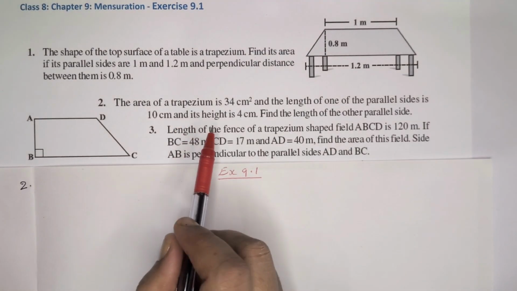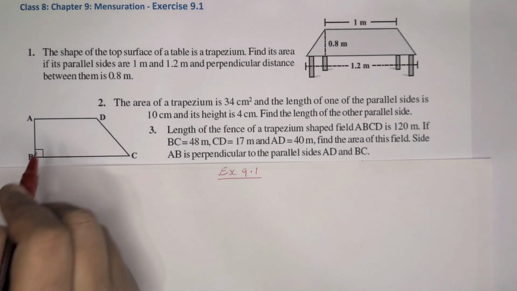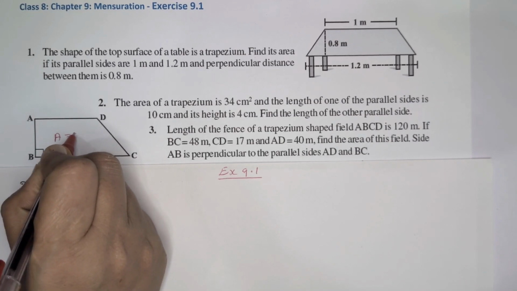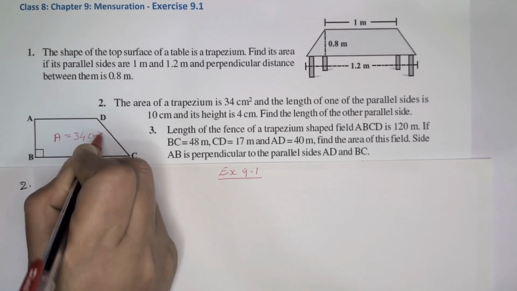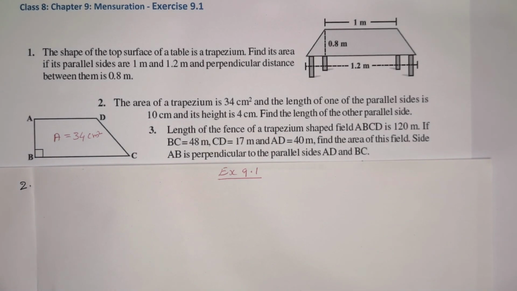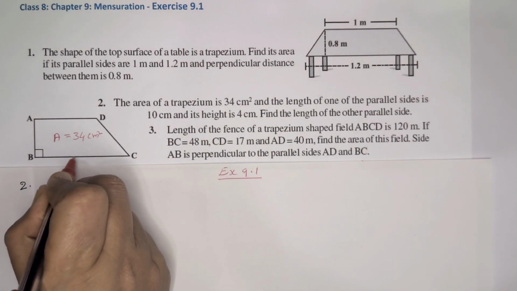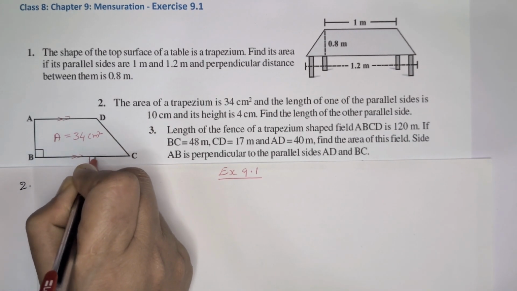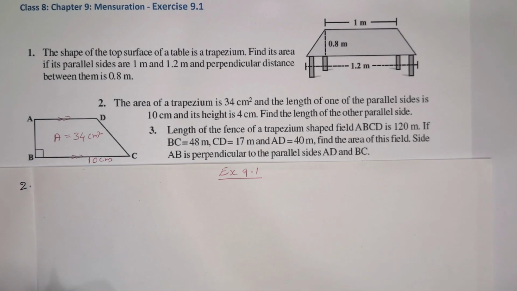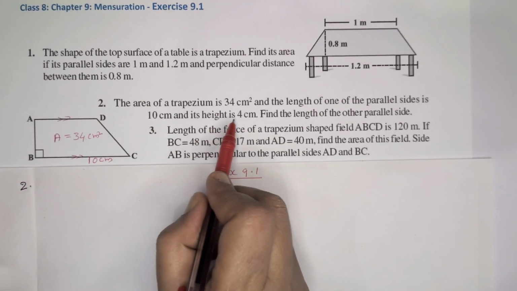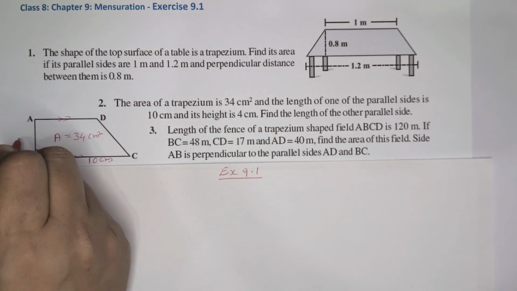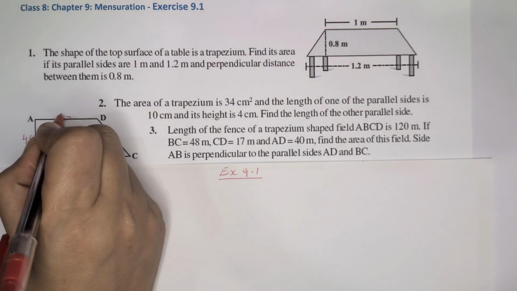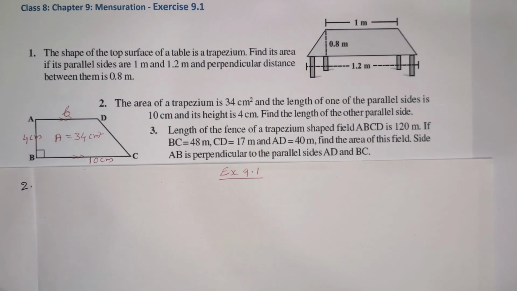Second question, the area of a trapezium is 34 centimeter square. The figure is there. So 34 centimeter square is the area, and the length of one of the parallel sides is 10 centimeter. These two are parallel sides, so we can take this as 10 centimeter. Its height is 4 centimeter, that means the distance between them is 4 centimeter. Find the length of the other parallel side. This we can take as B. We have to find B.